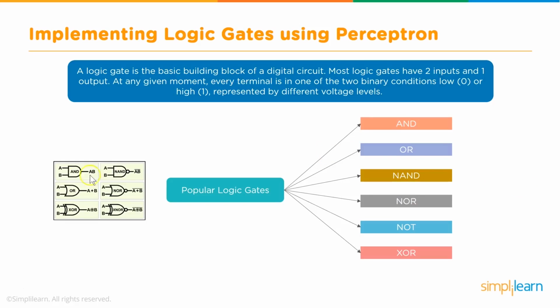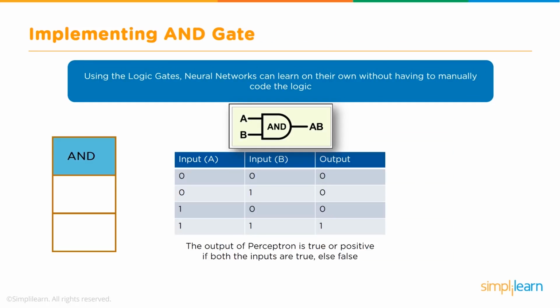So for example, in case of an AND gate, A and B, and then the output is AB. In case of an OR gate, it is A plus B, and so on and so forth. And they were able to do this using a single layer perceptron. Now, most of these gates could be implemented with a single layer perceptron except for XOR, and we will see why that is in a little bit.